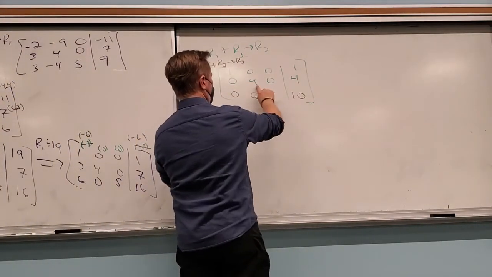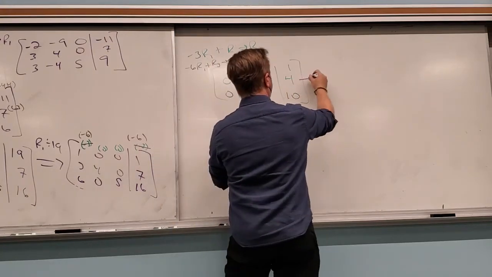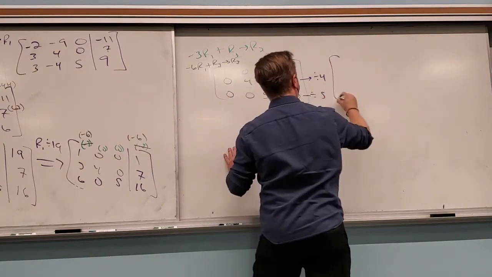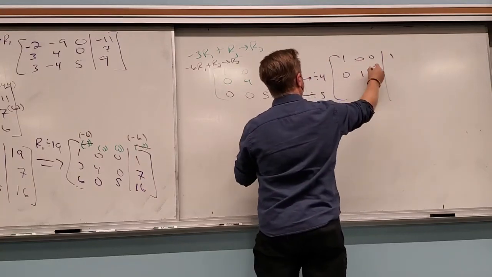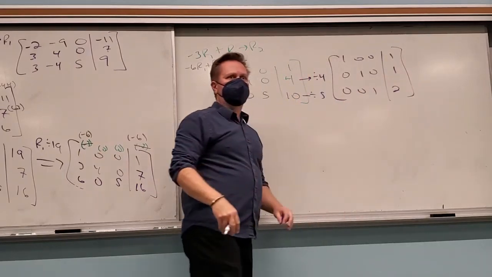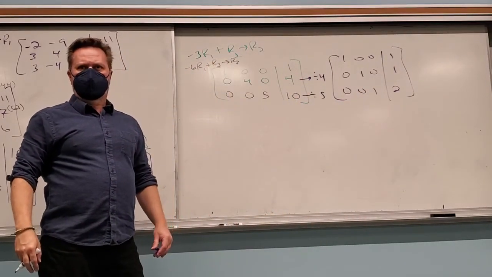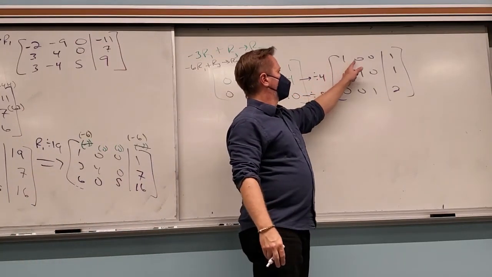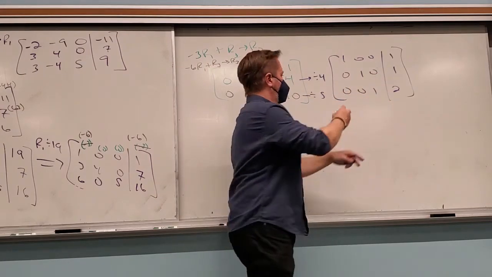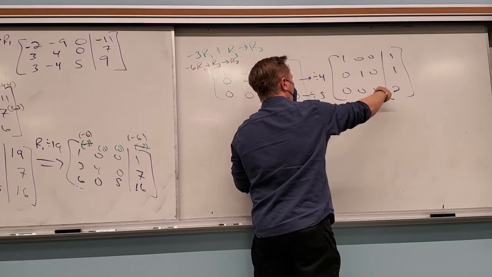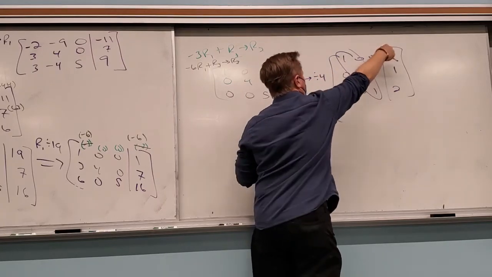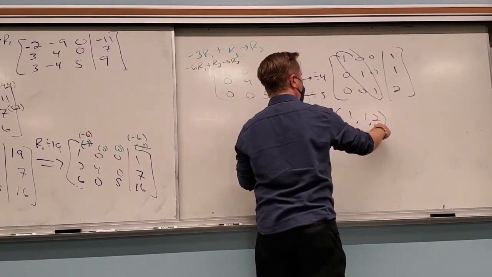What do I do with this row? Divide by 4. What do I do with this row? Divide by 5. So I get 1, 0, 0, 1. 0, 1, 0, 1. 0, 0, 1, 2. So what's the answer? What's X? 1. What's Y? 1. What's Z? 2. So if you have it in this form, do you see how this can also be called diagonal form? You have it in that form, you just read off 1, 1, 2. That's the answer. X, Y, Z. 1, 1, 2.